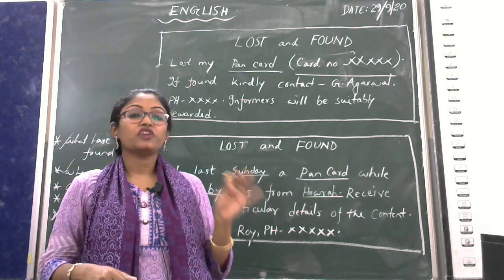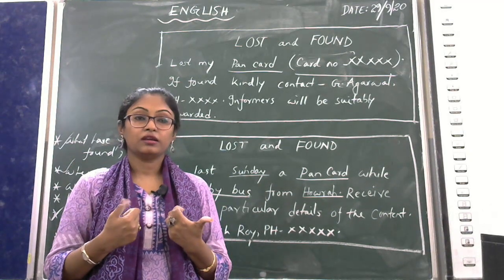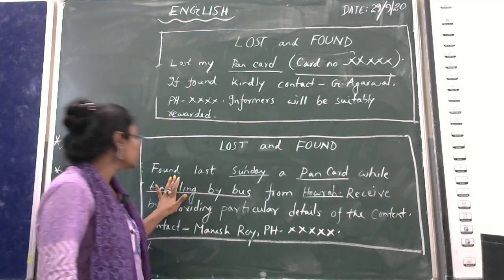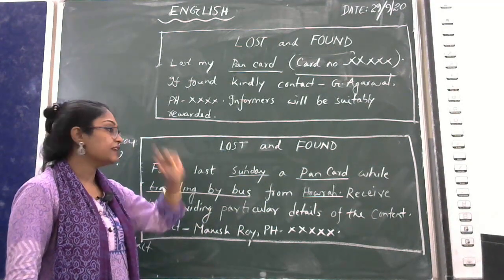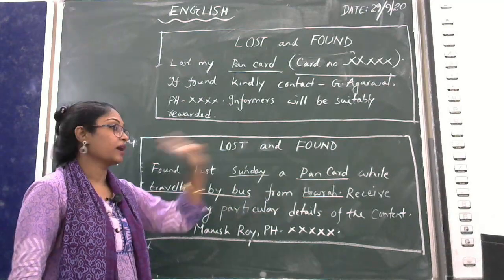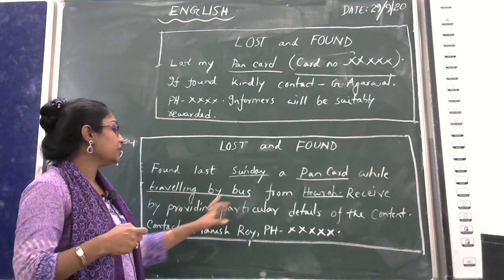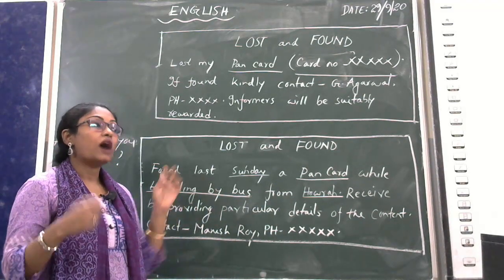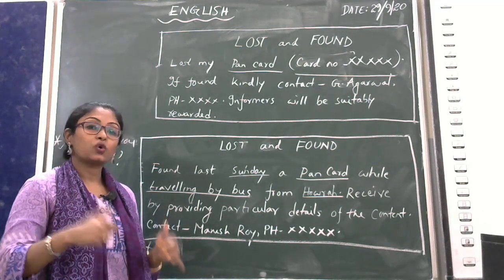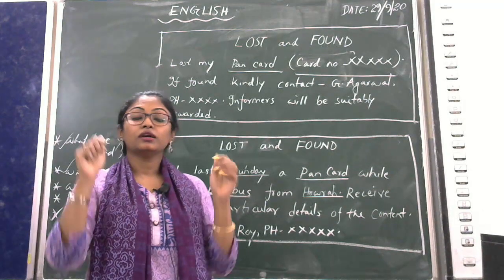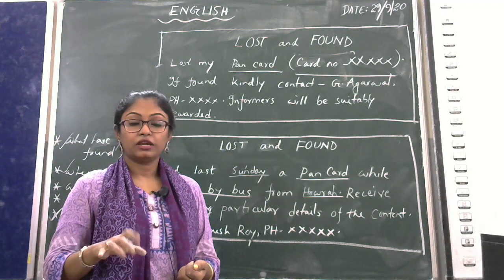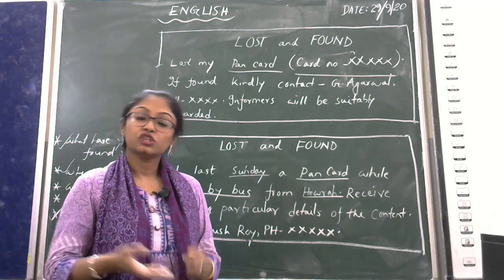Okay? So, suppose you have got a school bag, in a box or in a tray, wrapped in an advertisement. How to do it? So, found last Sunday, or you can write down Friday, a school bag while traveling by bus from Howrah. Done. Received by providing particular details of the content. So, what were the things in the bag? That person has to call you and give you the particular details so that you can give the things to the suitable person. You are not going to give the things to a fake person. So that was the thing.